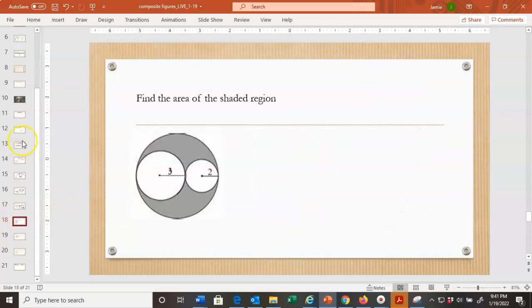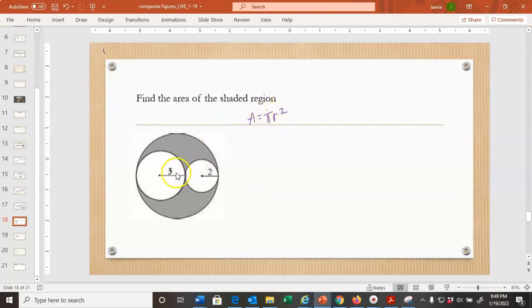Here's another one. Find the area of the shaded region. So we want to find the area of the whole circle, whole big circle, and then we'll find the area of these two little circles and subtract them out. All right, so let's fill in what we know. Actually, first, we know we're going to find the area of these circles, right? So area of a circle is pi r squared.